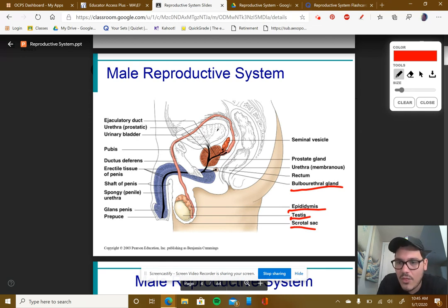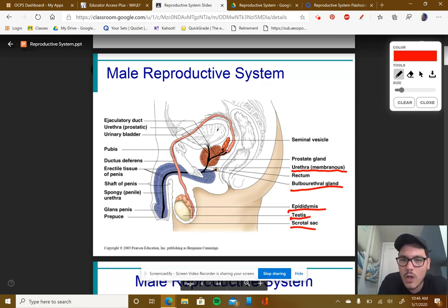Then we have the urethra. We did talk about the urethra in our last unit because the urethra is that tube that carries urine out from the bladder. Now, the key thing here, as we learned back in the urinary system, is that in men, it doesn't just carry urine. In men, it can also carry sperm and semen. And again, there's a process by which this happens, but we do need to be aware of the urethra.